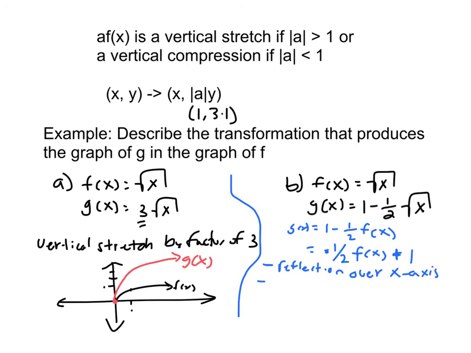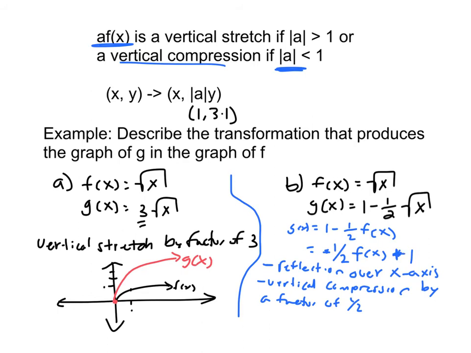And the next thing is this 1/2 times f of x. Now that looks like what we have up here. So 1/2 times f of x. Now the absolute value of a is less than 1 because it's 1/2, right? So that's a vertical compression. So we have a vertical compression by a factor of 1/2.